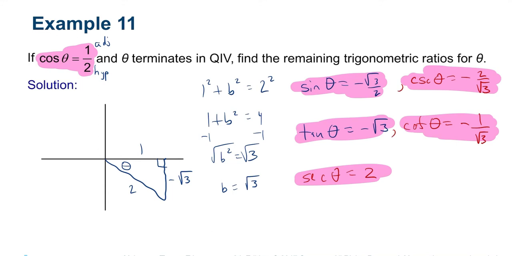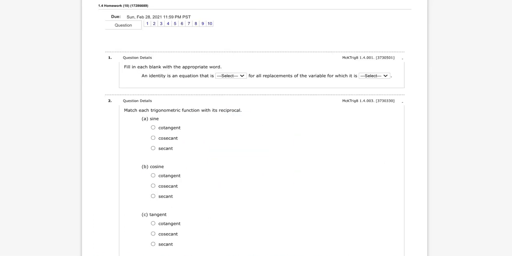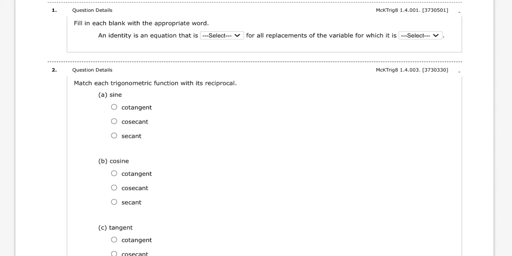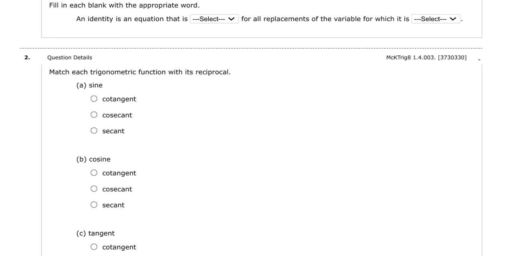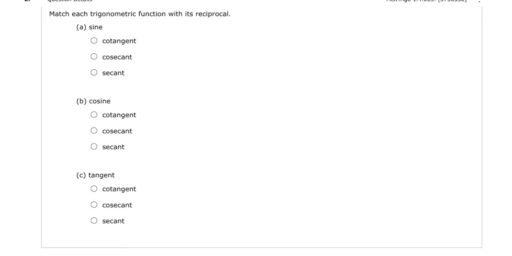All right, moving on. And actually, that does it. Let's take a look at some of the homework problems. So here are some of the homework problems. I'm going to skip these fill-in-the-blank problems. I think you guys can figure those out, hopefully. Match each trig function with its reciprocal. I'll let you guys do these two because these are just definitions.